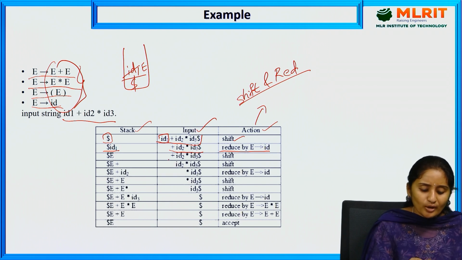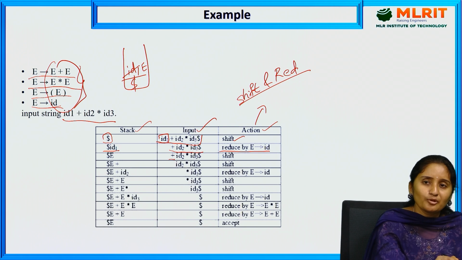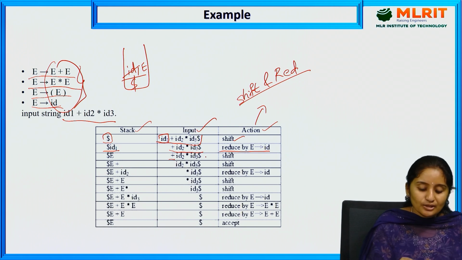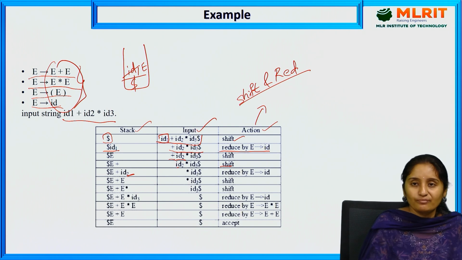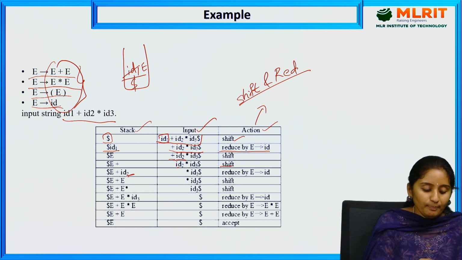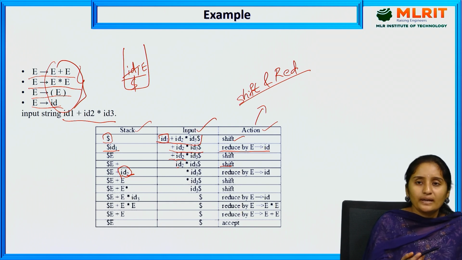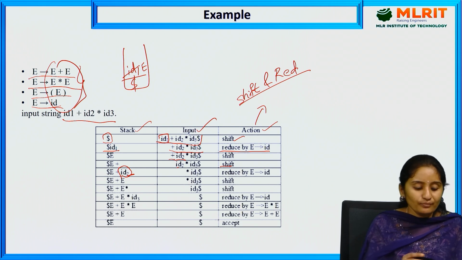The next symbol I have in the input is plus, so E plus. Is anything there in my production? Nothing is there. So next, shift ID2. ID2 is shifted here. Check E plus ID2. Is anything there? No. So I need to replace this ID2. ID1, ID2, ID3 doesn't matter, ID points to the same thing. To show the differences for you, I am labelling them ID1, ID2 and ID3.